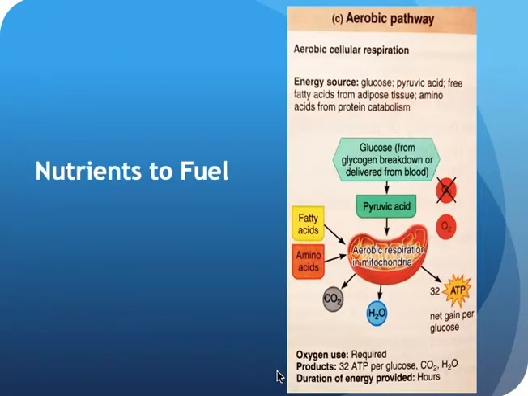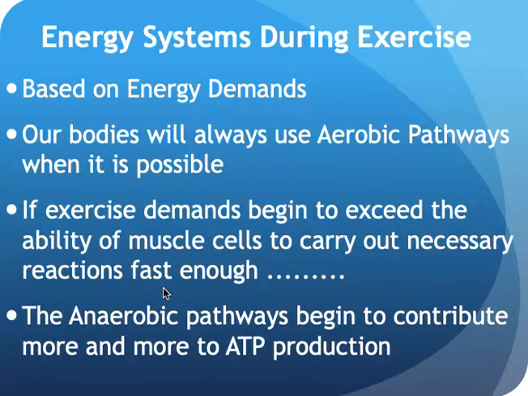Okay, so here's my aerobic pathway, and again, we're not looking at knowing all the steps of this like you might have learned in high school. We just want to realize that we're using glucose, we're using oxygen, we're putting it into this aerobic pathway, and you can see that I get 32 ATP, whereas in the anaerobic one I only got 2. So I'm producing way more ATP, but I can only do that if my intensity level is a little bit lower. Alright, so energy systems during exercise.